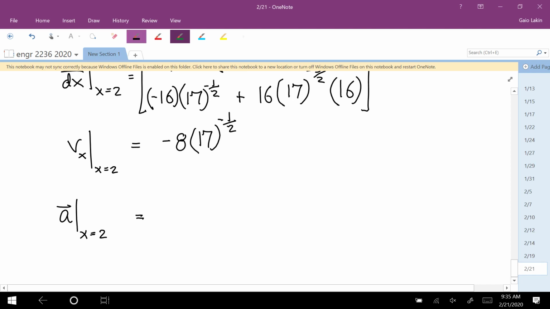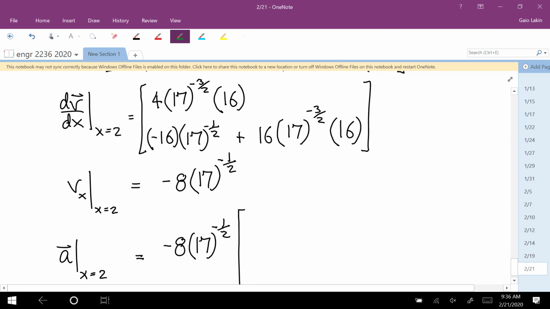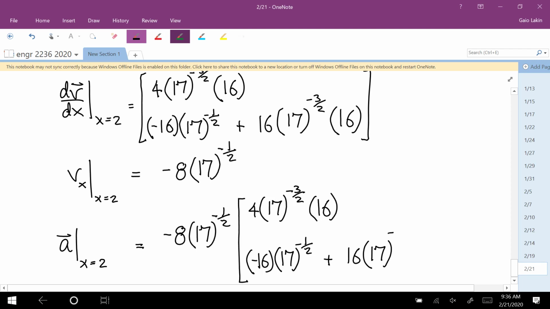And so you get negative 8 times 17 to the negative 1 half times this vector, 4 times 17 to the minus 3 halves times 16. And then the y component is negative 16 times 17 to the negative 1 half plus 16 times 17 to the minus 3 halves times 16.